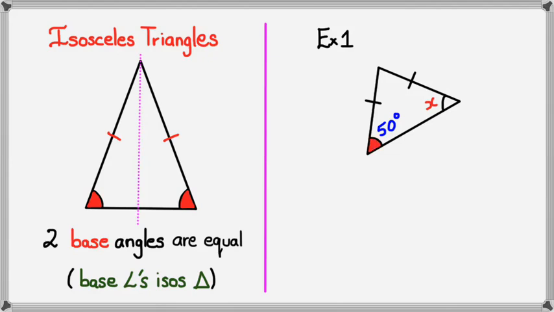So in this case, that angle and that angle, which are the two base angles, are going to be equal. So in other words, you can simply write x is equal to 50 degrees because base angles of an isosceles triangle are the same. All right, let's go to the next example.